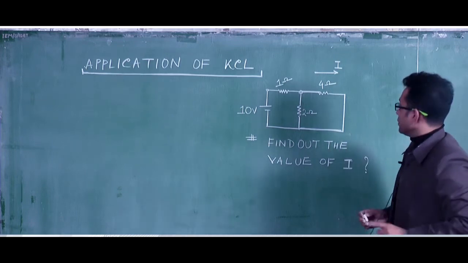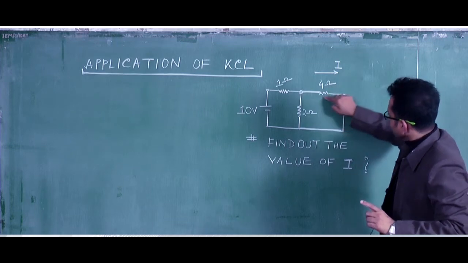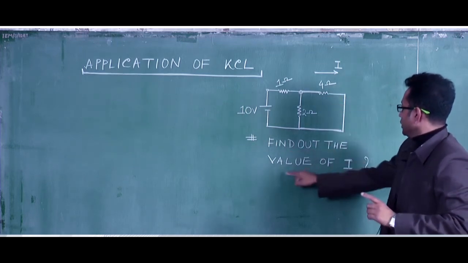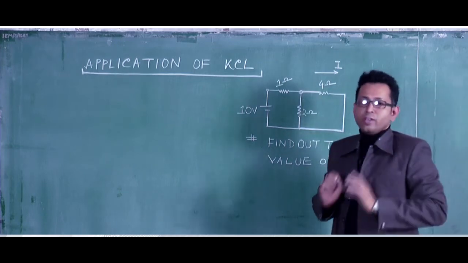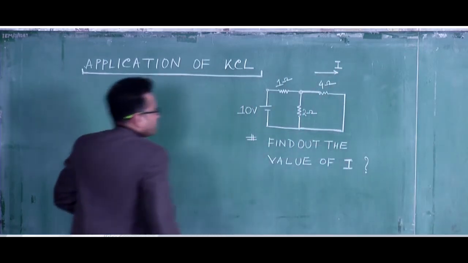Your question is to find out the current value, this current I, which is flowing through this resistive part or through this resistance. So, find out the value of I. By applying KCL, how could we solve the problem? Let me explain the problem.